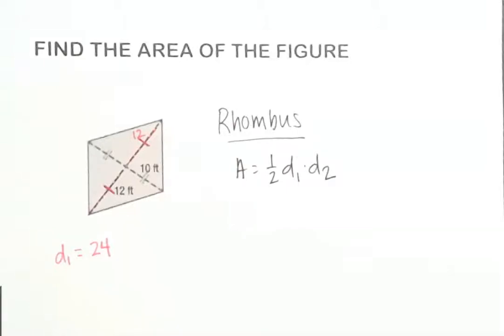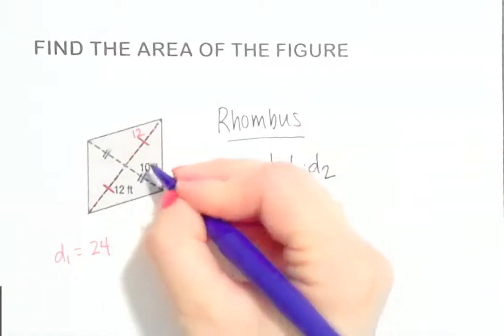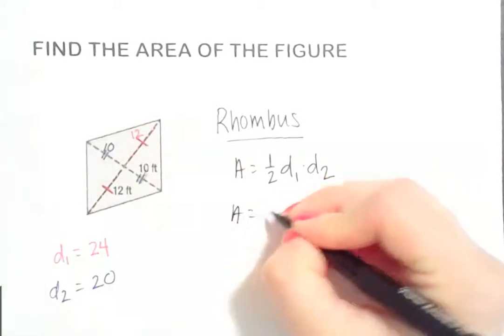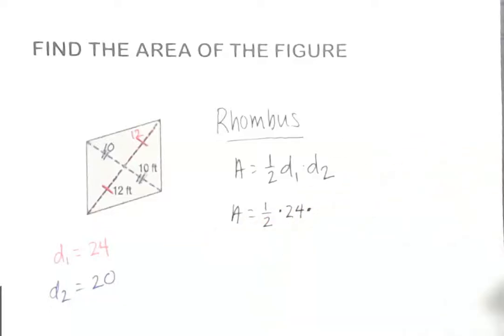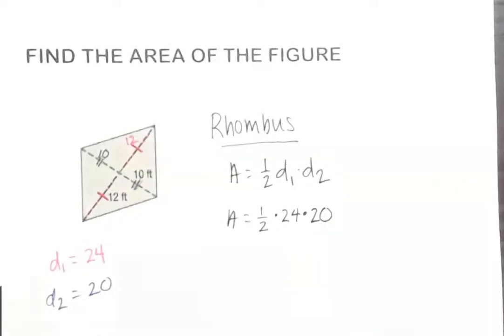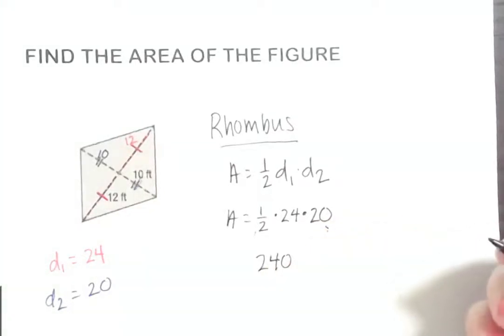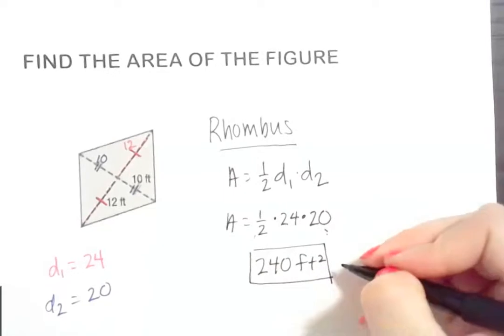Now if we do the same thing with our other pair of diagonals, 2 tick marks and 2 tick marks. So if this is 10, that bad boy is 10. So our D2 would be 10 plus 10, or 20. So now if I plug into my formula here, D1 we said was 24, D2 is 20. I can do half of 20, gives me 10. 10 times 24 is 240. And we have feet squared.